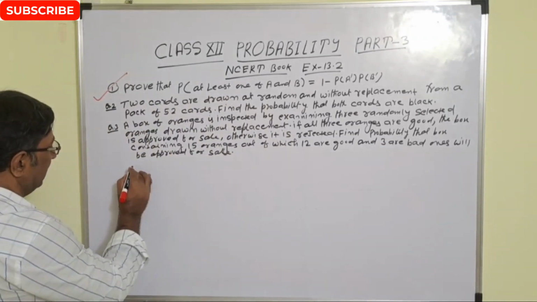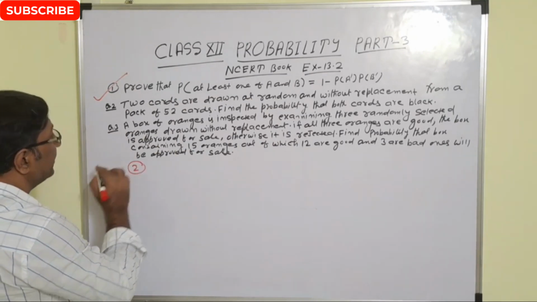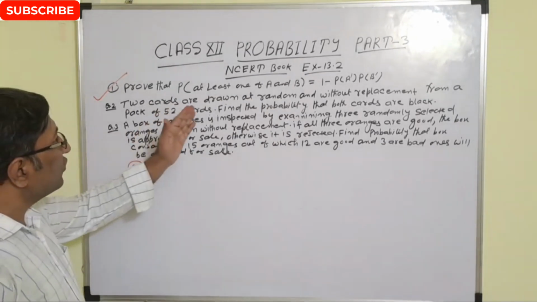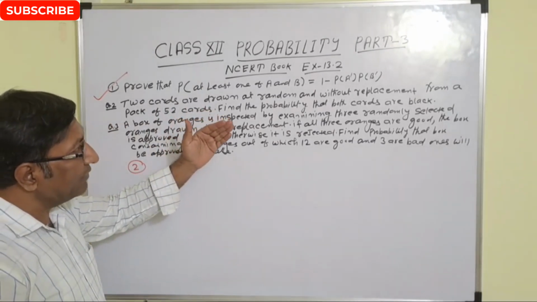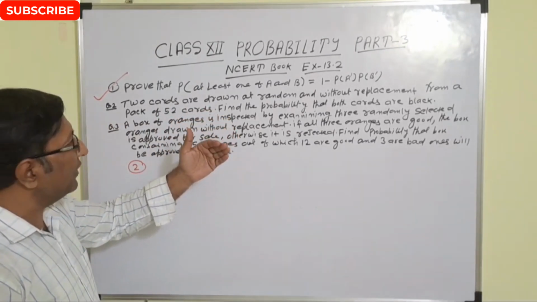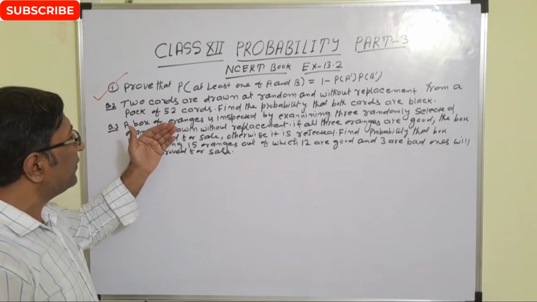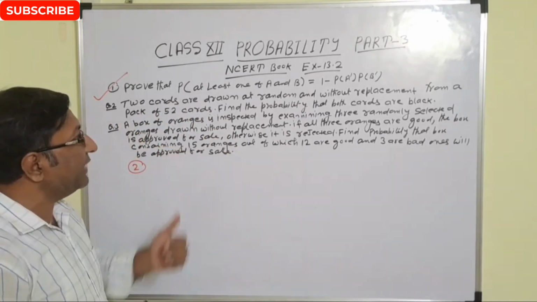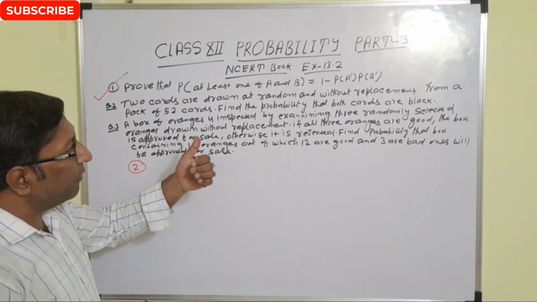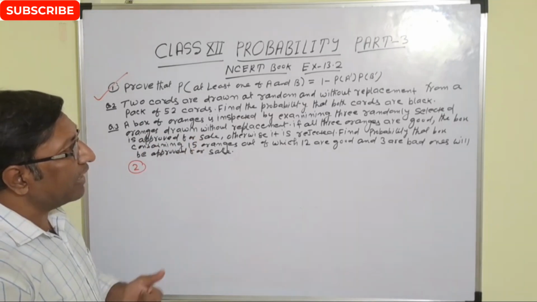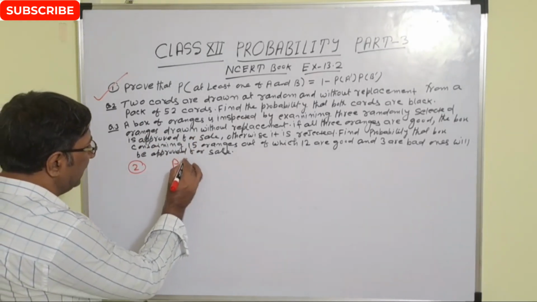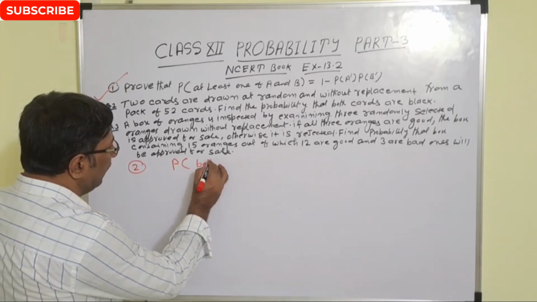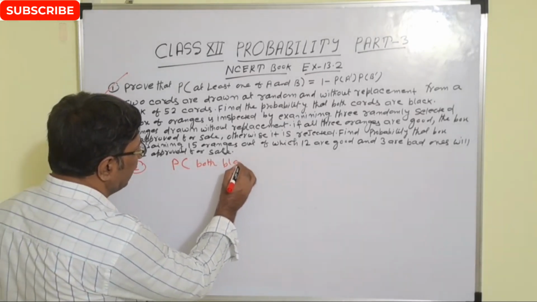So now this is the second question. Two cards are drawn at random and without replacement from a pack of 52 playing cards. Find the probability that both cards are black. So we have to find the probability that both cards are black.